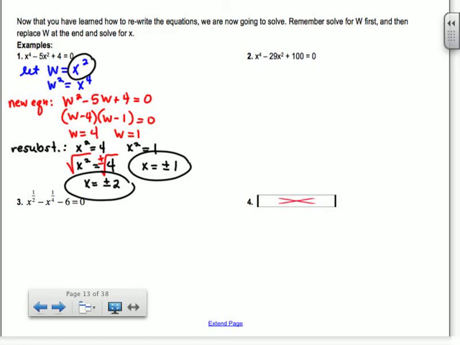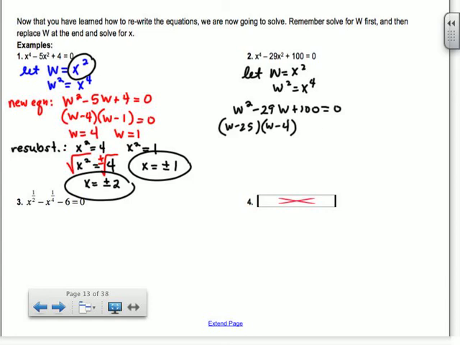So let's go through. So I would let W equal x squared. So that means W squared is x to the 4th. So I want to replace with all W's. So I'm going to have W squared minus 29 W plus 100 equals 0. So when I factor, I have W minus 25, W minus 4. That way they multiply to be positive 100, add to be negative 29. So I get W equals 25 and W equals 4.